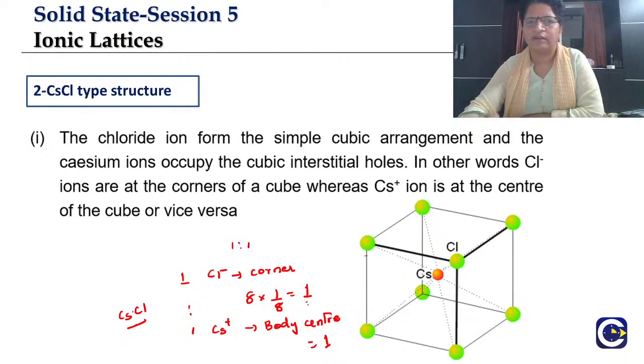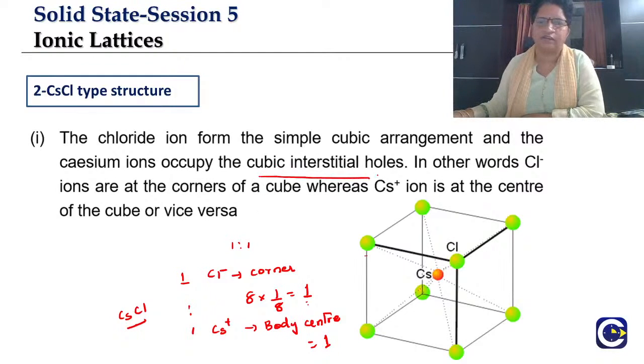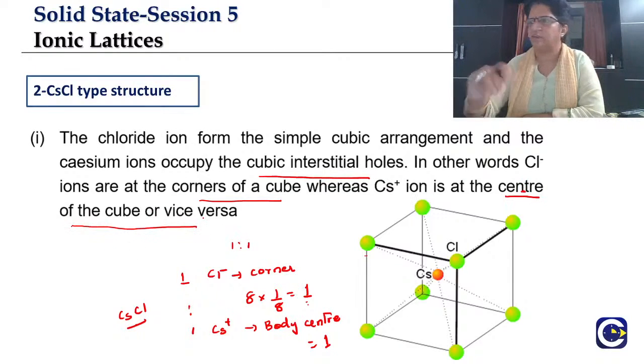So the chloride ions form the simple cubic arrangement and the cesium ions occupy cubic interstitial holes. In other words, chloride ions are at the corners of the cube, whereas the cesium ion is at the center of the cube. I was telling you the same thing. Hope you understand. Shall we go to the next slide?